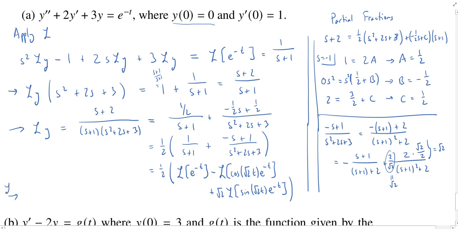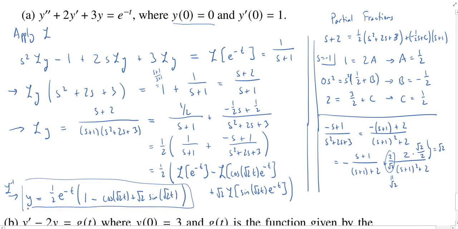So we take the inverse Laplace transform, and we'll get y equals 1/2. And now each one of these has an e to the negative t. So let's pull that out, and we'll have 1 minus the cosine of root 2t plus root 2 times the sine of root 2t. Okay, and that is our solution to the initial value problem.